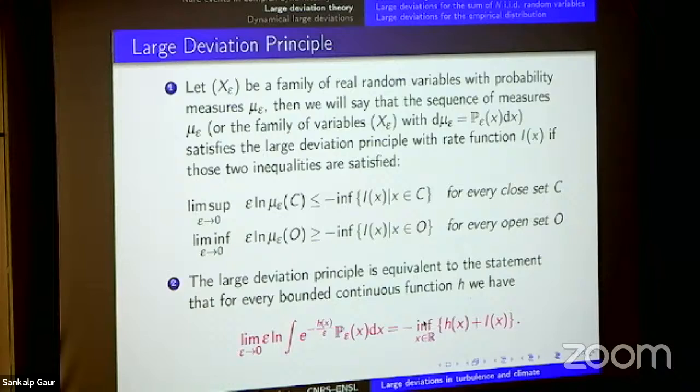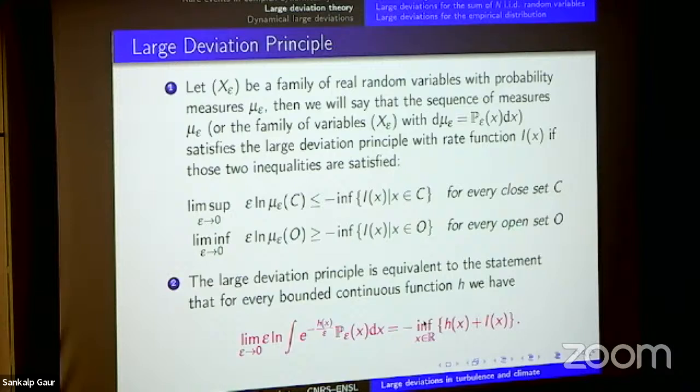For instance, this is a typical definition of a large deviation principle. Let X epsilon be a family of random variables with probability measure mu epsilon. Then we say that the sequence of measures mu epsilon satisfies the large deviation principle with rate I if those two inequalities are satisfied: the limsup of epsilon log of mu epsilon of C is smaller or equal to minus the infimum of I of x for x belonging to C, where C is any closed set. And then you have the lower bound for every open set.